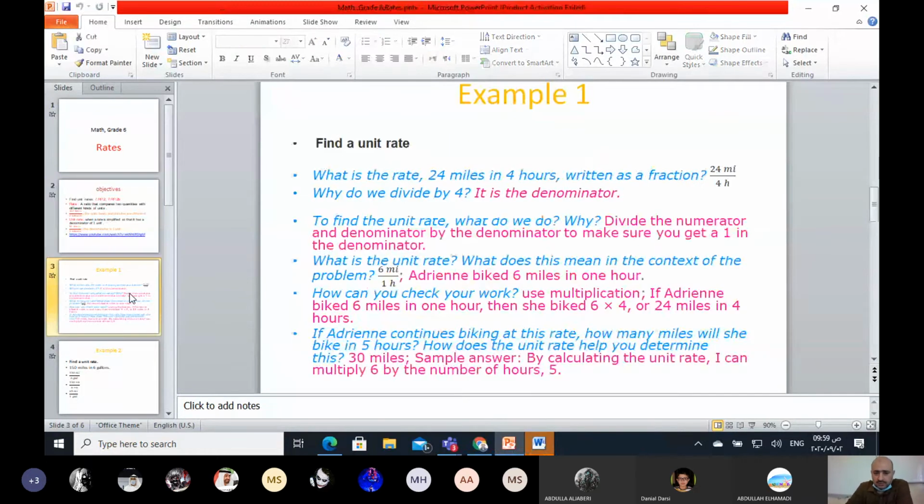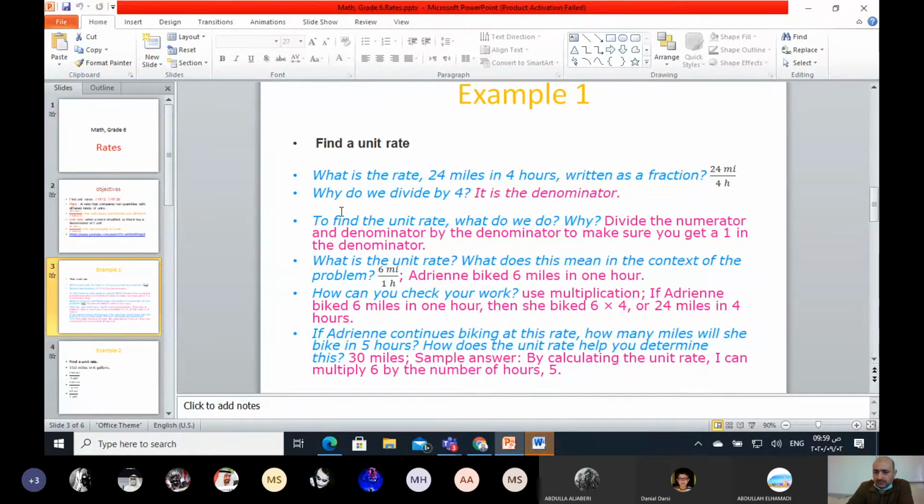For example, now to know what the meaning of unit and unit rate is and how to change from rate to the unit rate. What is the rate? 24 miles in 4 hours. Written as a fraction, write a fraction here: 24 miles, put it up in the numerator, and 4 hours, put it down in the denominator. So as you see now, this fraction means we have a rate.